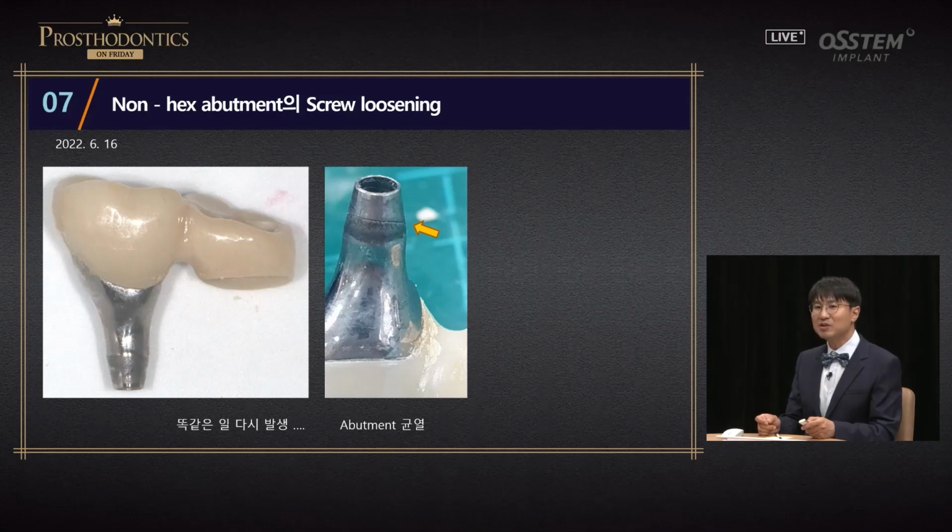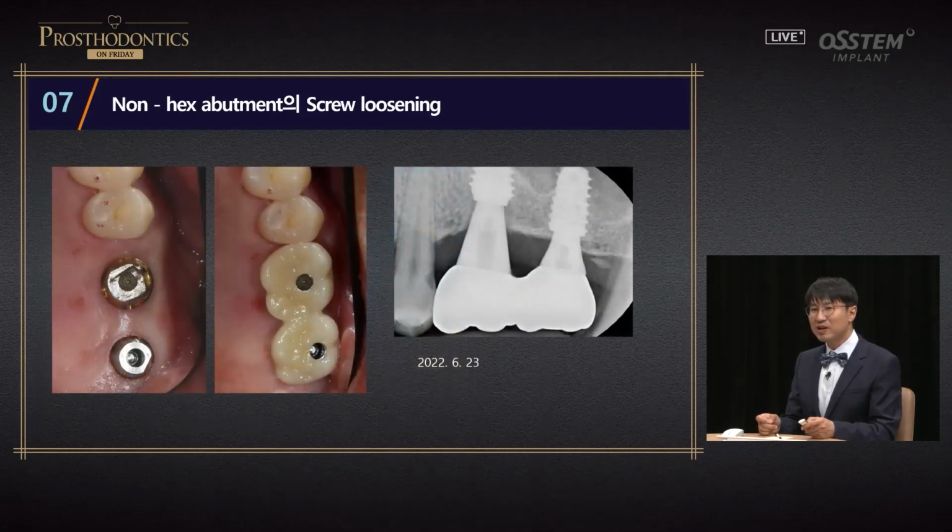Screw loosening in non-hex abutment. I've used non-hex abutments for the past decade really a lot, and this was the only case where screw loosening occurred. I don't think just because you use non-hex abutment, screw loosening occurs, but you need to do retightening properly after loading. Also, whether you use original product or generic product also plays in.